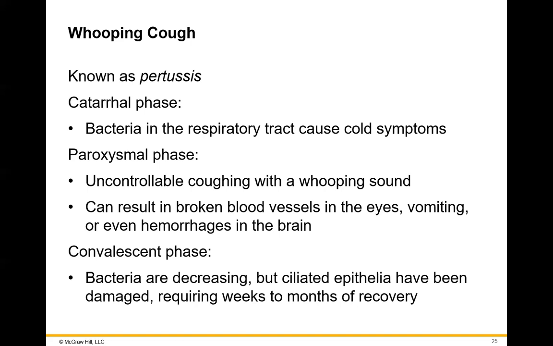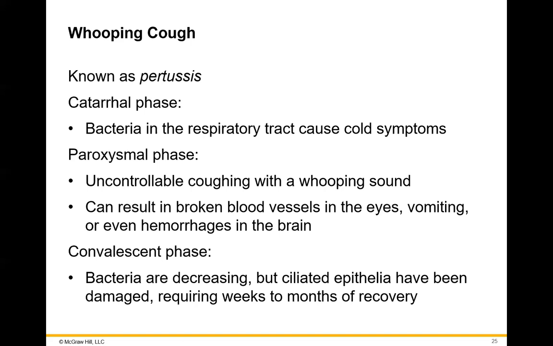Whooping cough though, the 3 phases of whooping cough, you will get tested over what these are. There will be a question, at least one, about the 3 phases of pertussis. So the first phase is the catarrhal phase, where you have cold-like symptoms. Once you start coughing, you're in the paroxysmal phase. In the paroxysmal phase, I don't mean a little bit of coughing. We're talking incessant coughing that leads to hemorrhaging in the brain, vomiting, ruptured blood vessels in the eyes, just from coughing and coughing and coughing.